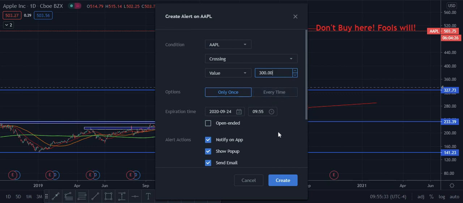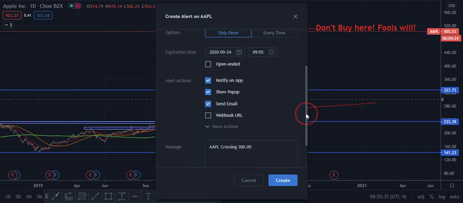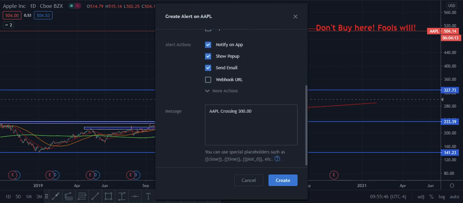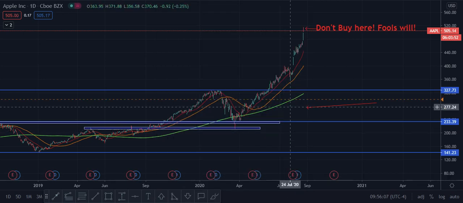Once it crosses $300, I want them to notify me on the app, which is on my phone, do a pop-up, send me an email. Message: Apple crosses 300, look to start scaling in. All right. So Apple, that message should come to me. All right. Hit create. Boom. And you got other apps out there that we could do something similar. But this is TradingView. So you can do that on TradingView.